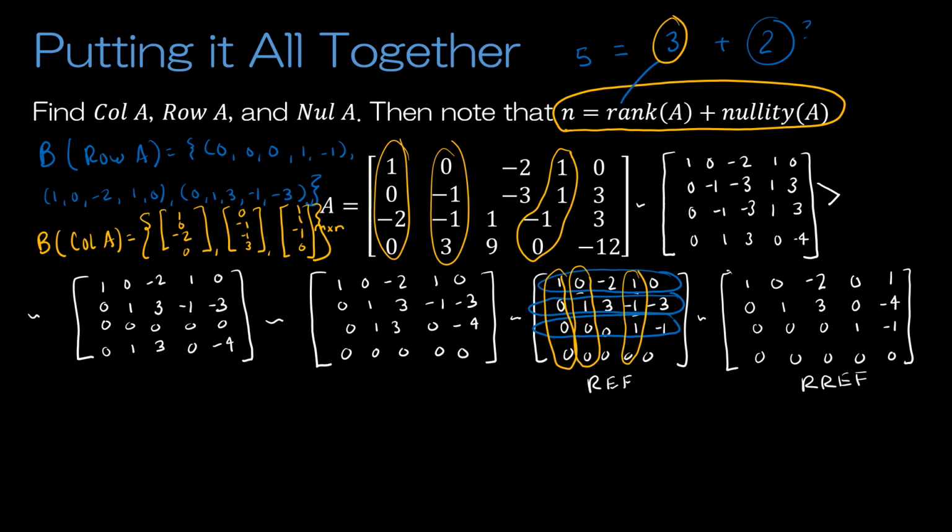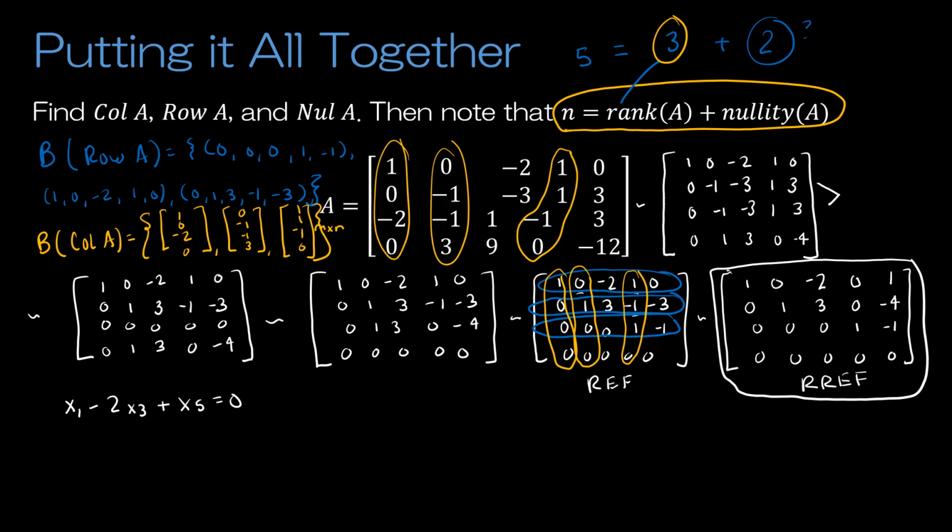And now we have to finish with the null space of A, the nullity, and of course the basis of the null space of A. So that would be using this final reduced row echelon form. I'm going to write this as x1 minus 2x3 plus x5 is equal to 0. x2 plus 3x3 minus 4x5 is equal to 0. x4 minus x5 is equal to 0.